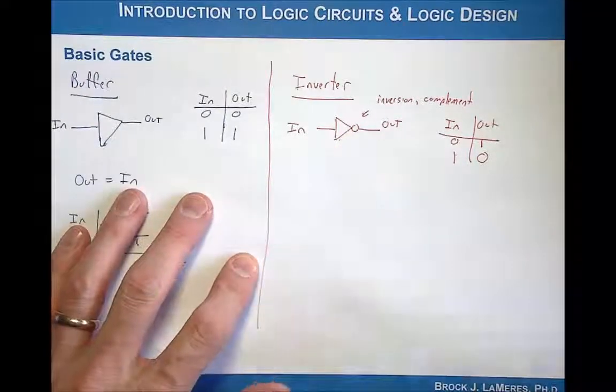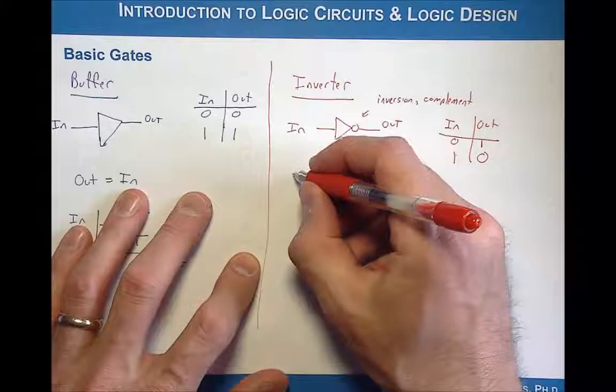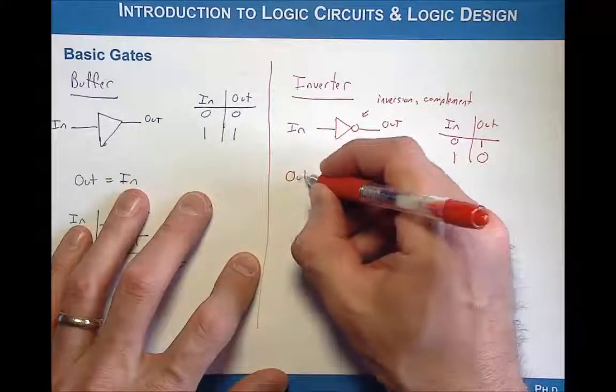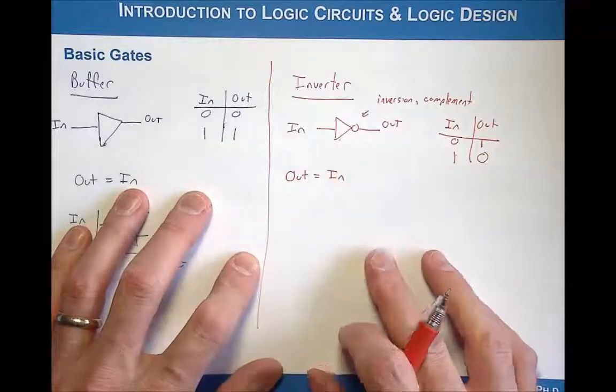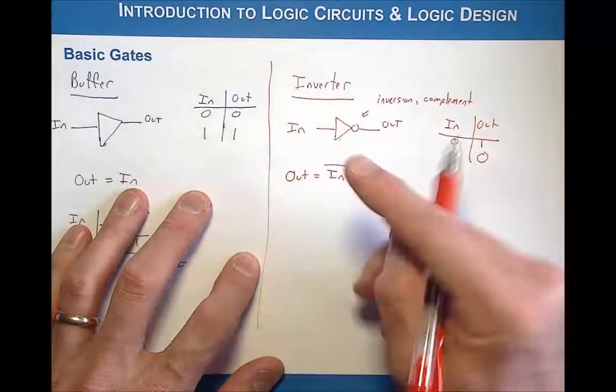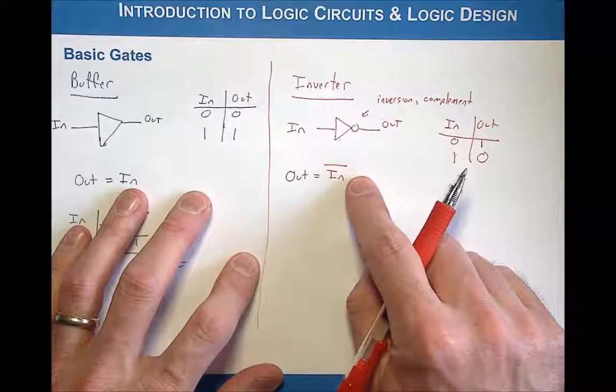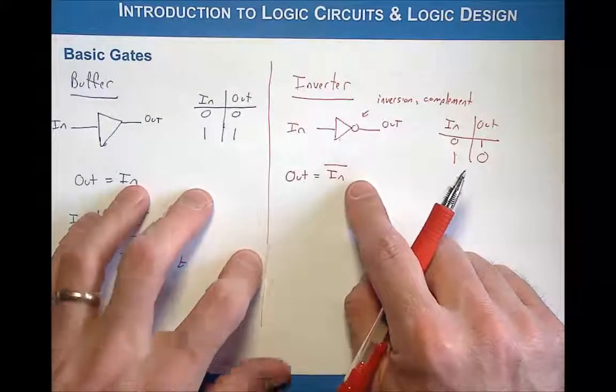If I looked at the logic expression for this, there are a couple of ways that we can describe it. First of all, we could say out is equal to in complemented. Now, one way you can do a complement is by putting an inversion bar over the input variable, and that works well when you're drawing it out on paper.